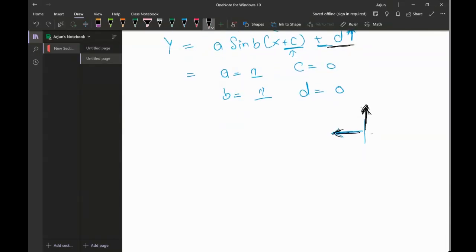And the opposite will be the opposite direction. So if you're subtracting from x, you will go towards the right-hand side, the graph should move to the right. And if you are subtracting from y, you will move the graph in the downward direction.